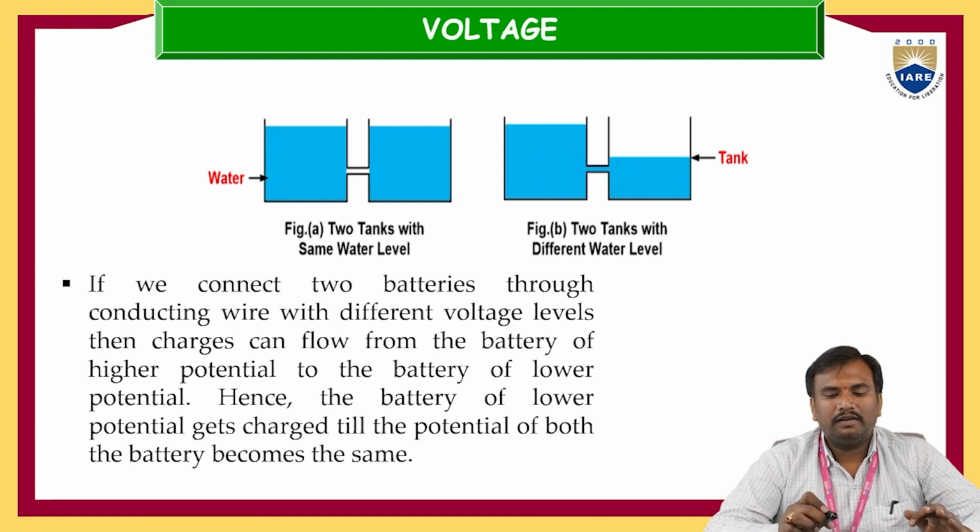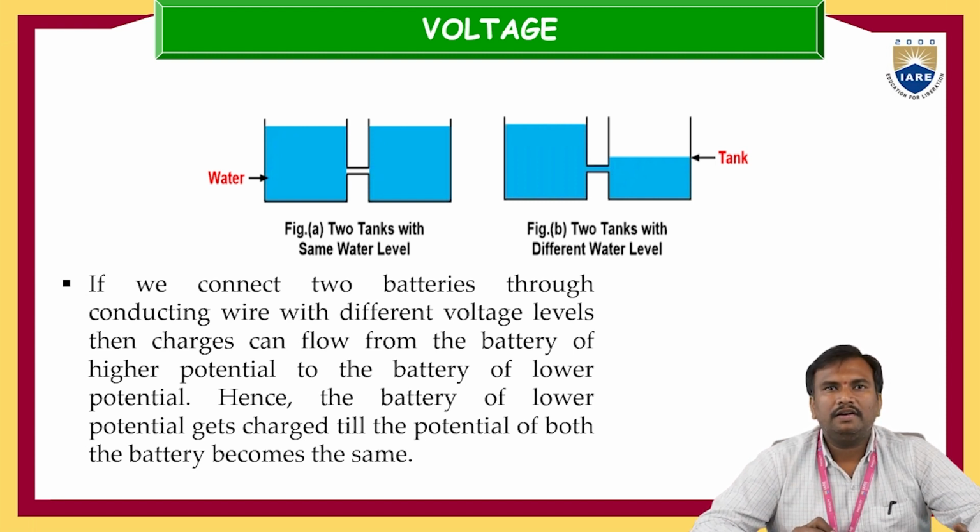Voltage: when there is a difference in the water levels in two water tanks, the water will flow from the high water level tank to the lower water level tank. So here, the lower water level tank is going to receive the water from the higher level water tank.